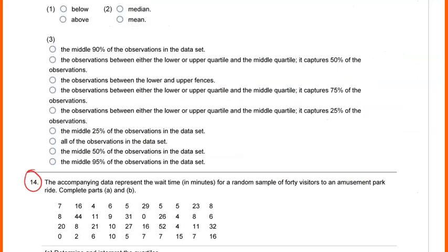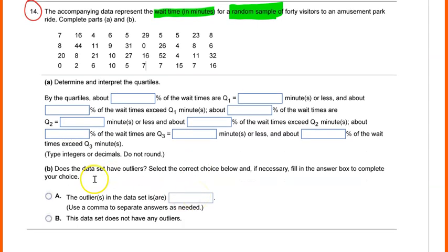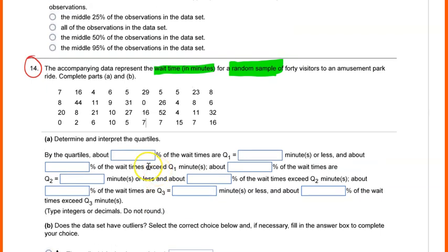Question number 14. The following data represent the wait time in minutes for a random sample of 40 visitors to an amusement park. Remember that this is also sample data, and the data is wait times. You have to complete parts A and B. In parts A and B, you're looking for quartiles and checking for outliers. That's what you're going to do. Let's find the quartiles. To find the quartiles, you have to put the data in the calculator.